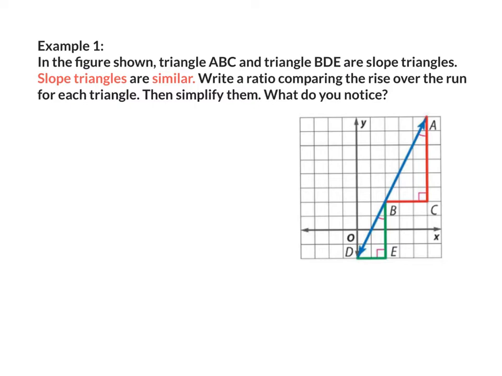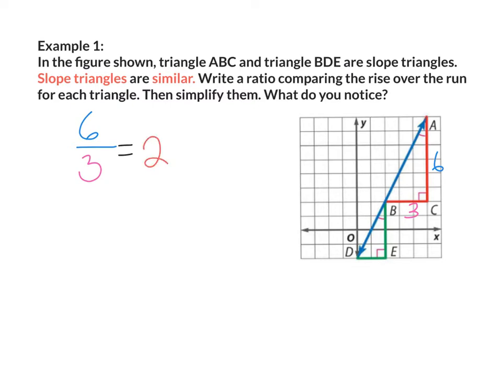The rise is 1, 2, 3, 4, 5, 6. And the run is 1, 2, 3. So that's 6 divided by 3. And that will give us 2.